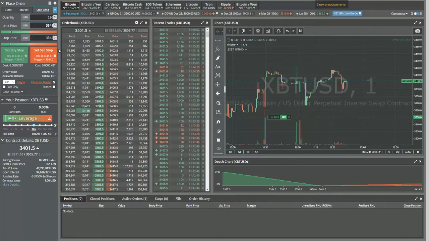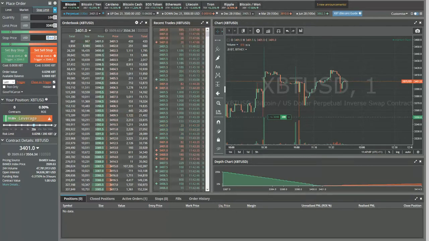Okay, so for longs, you have to have a stop limit that is essentially a set sell stop. That's a short. You want to sell something against your buy or your long order. So your limit price has to be above what your stop price is. So we'll set this one here. So we've got our limit price at 3345 and the stop price at 3344.